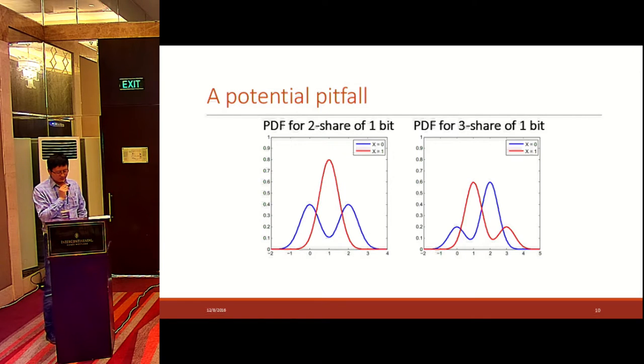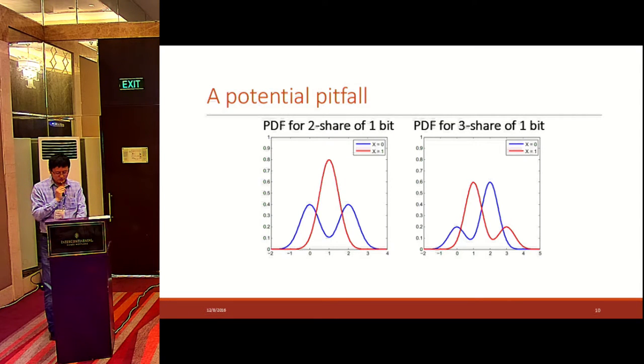So far everything seems good, and two-share seems to beat three-share, but one potential problem is that the two-share TI shows very strong second-order leakage. Here I use a sharing of one bit, for example. Suppose we have a binary value X, which could be 0 and 1. If we use two shares, X equal to 0 could be 0 and 0, or 1 and 1. And assuming the Hamming weight model and a common Gaussian noise, the blue curve is the leakage probability density function for X equals 0. And if X equals 1 and you use two sharing, the leakage density function should be the red curve in the left figure.